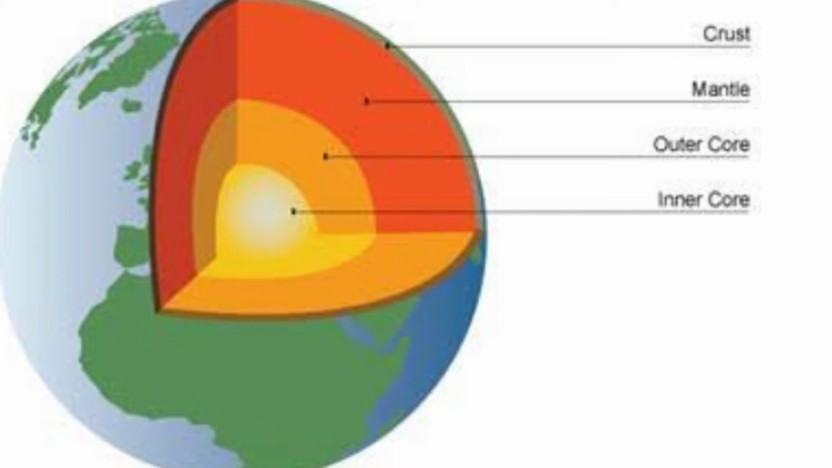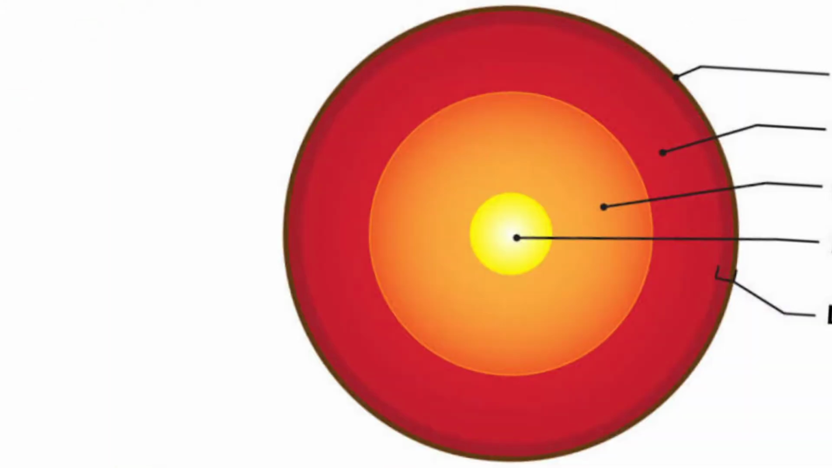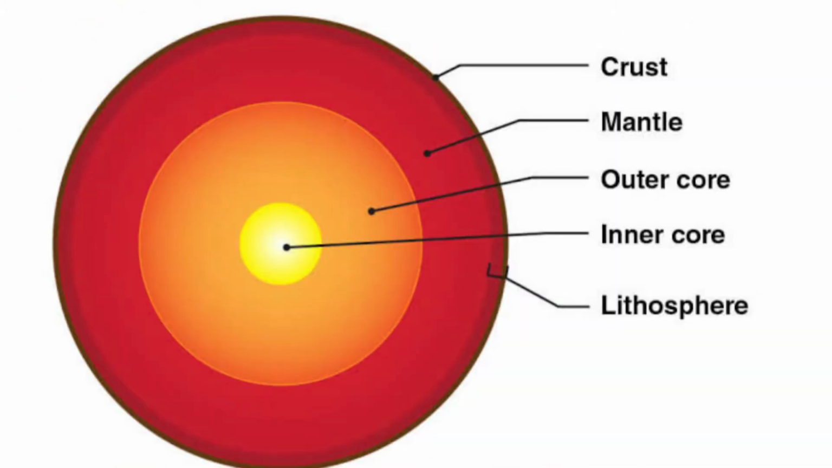First of all, we need to know what our earth looks like. Our earth is divided into four major parts. You have the crust, the mantle, the inner core, and the outer core. Then you have the lithosphere, of course, which is the solid part of the earth. Now, all the rocks we are talking about are found mostly in the crust, which contains the lithosphere as well. Then the inner core is the hottest part of the earth. It's very hot.